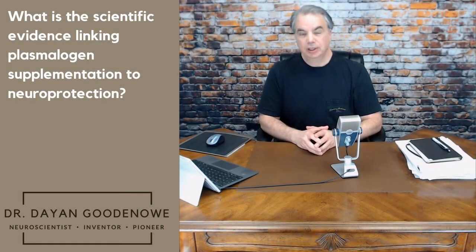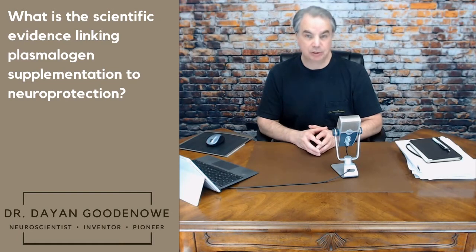In order to study how plasmalogens can protect neurons, the first thing you need to do is create a system in which neurons are damaged or are going to become damaged. And to do that, scientists use animal models of neurodegeneration. I studied two separate types of neurodegeneration models.